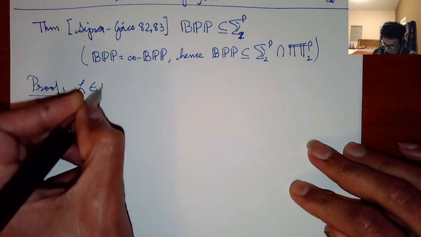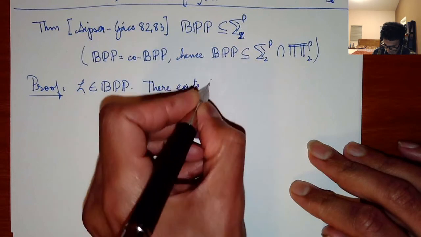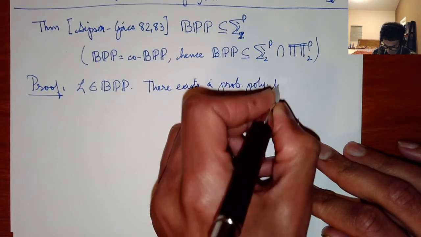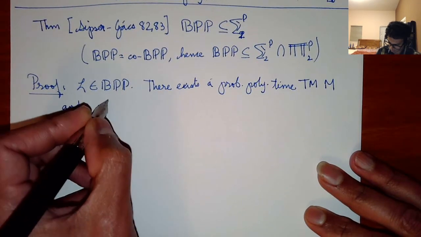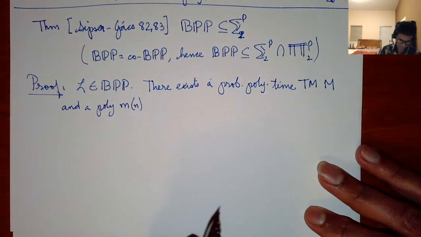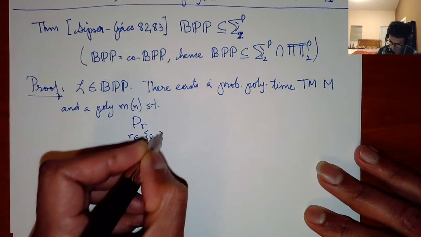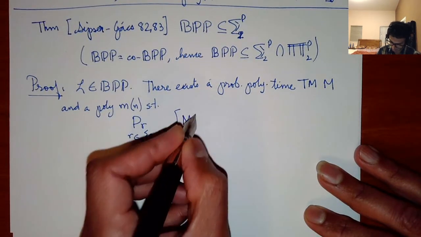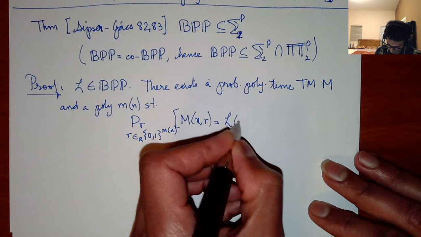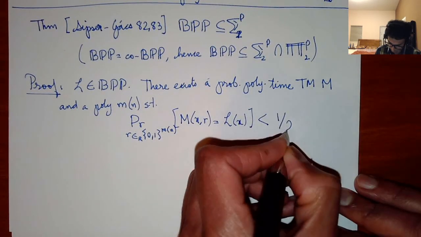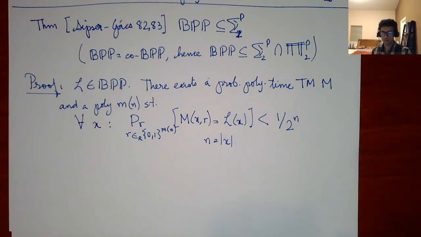So again, we'll start with L in BPP. So there exists a probabilistic polynomial time Turing machine M and a polynomial m of n such that, as we discussed, the probability over R, where R is sampled uniformly at random over strings of length m(n), that M(x,R) is not equal to L(x) is at most 1 divided by 2 to the n, and remember n was the size of x. So this is true for all x.